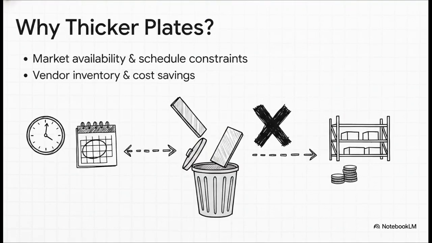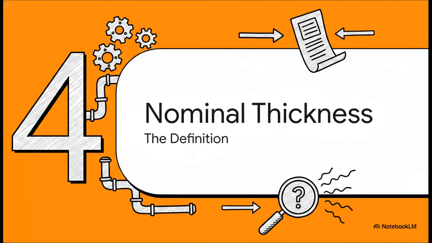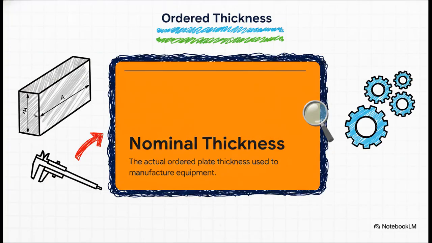So the big takeaway here is that market constraints messing with your schedule, combined with the vendor wanting to use their own inventory to save cash, will almost always force us to abandon that mathematically perfect 10 mm calculated thickness. We just have to adapt. And that leads us perfectly into Section 4, defining nominal thickness. This brilliantly resolves our whole theory versus reality conflict.